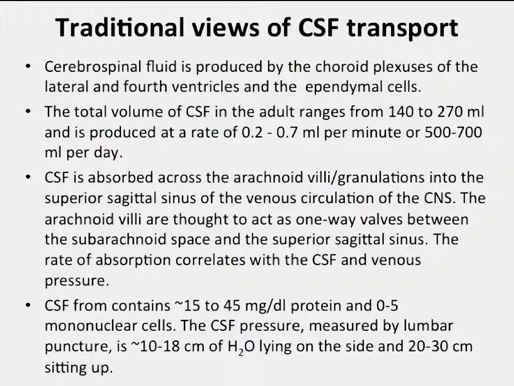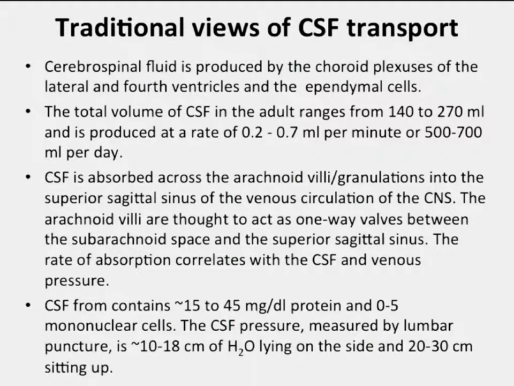And so the traditional view of CSF transport, I'll go over quickly since you all should know this, is that it's produced by the choroid plexus, and typically you were taught that CSF is primarily absorbed across the arachnoid villi granulations into the veins of the cranium. And that's true. What you haven't been taught about is on the next slide.